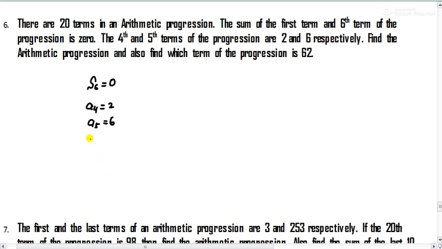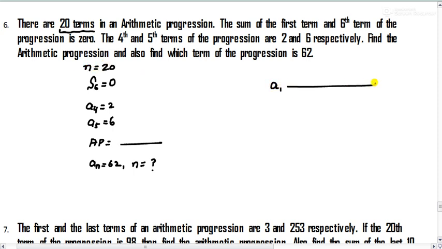Find the AP. Okay, this is the first question. Find the AP, and then also find which term of the progression is 62. Means an is given as 62, and we have to find n here, right? This is the question. But they have given one more data: there are 20 terms in the AP. N is 20, so it's starting from A1 ending at A20. So these many terms are there.